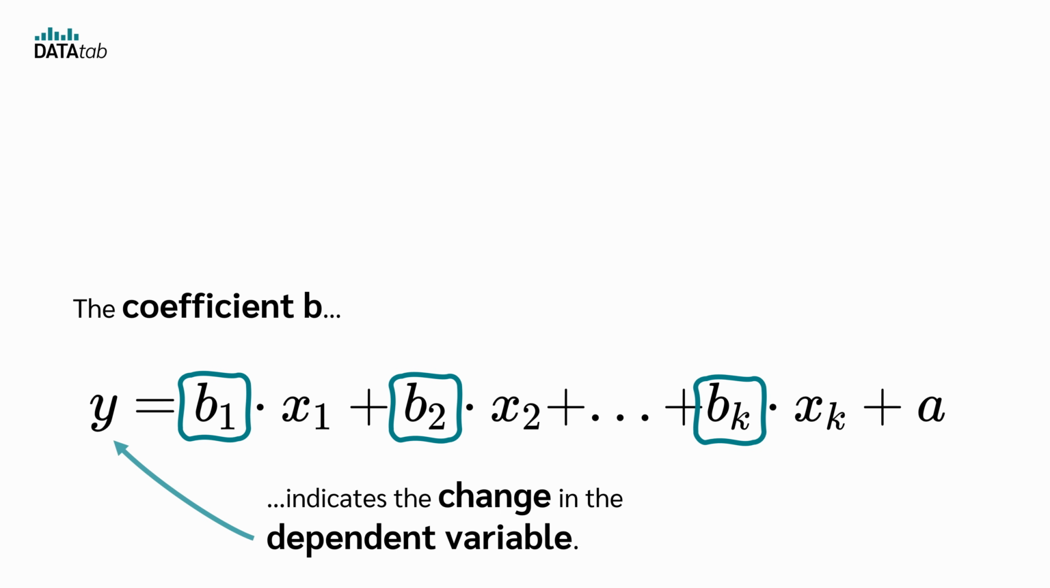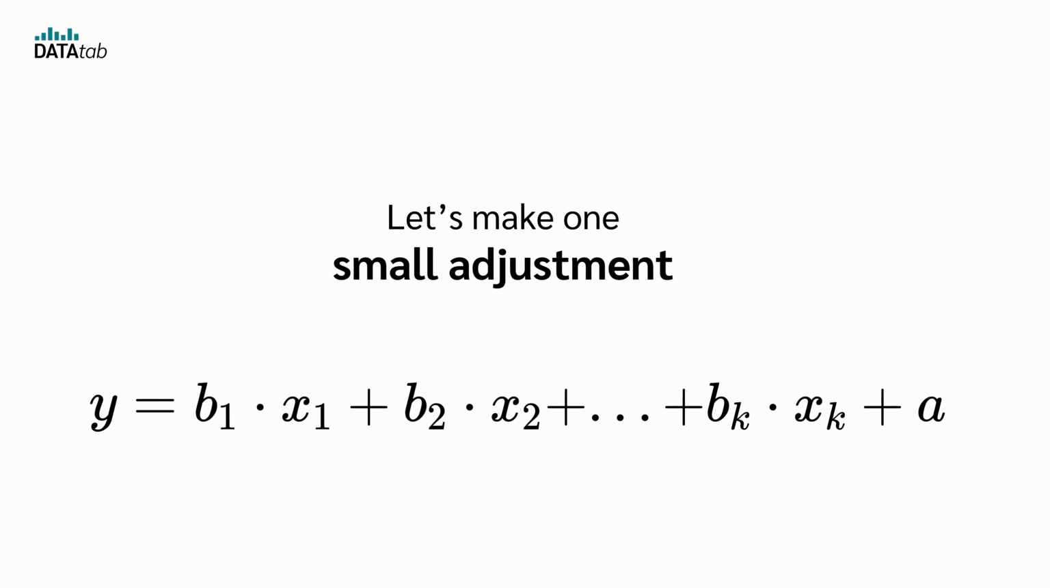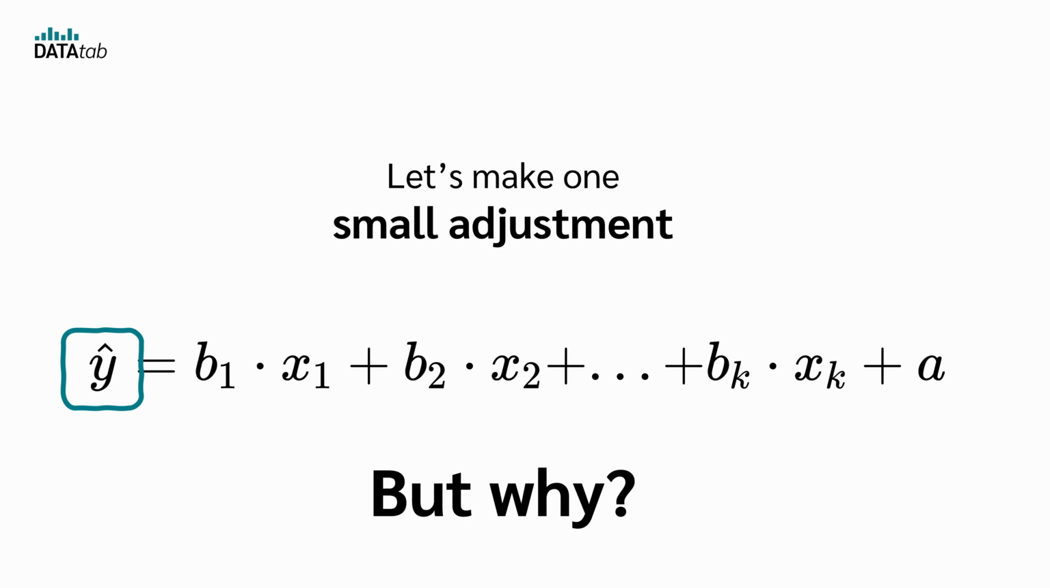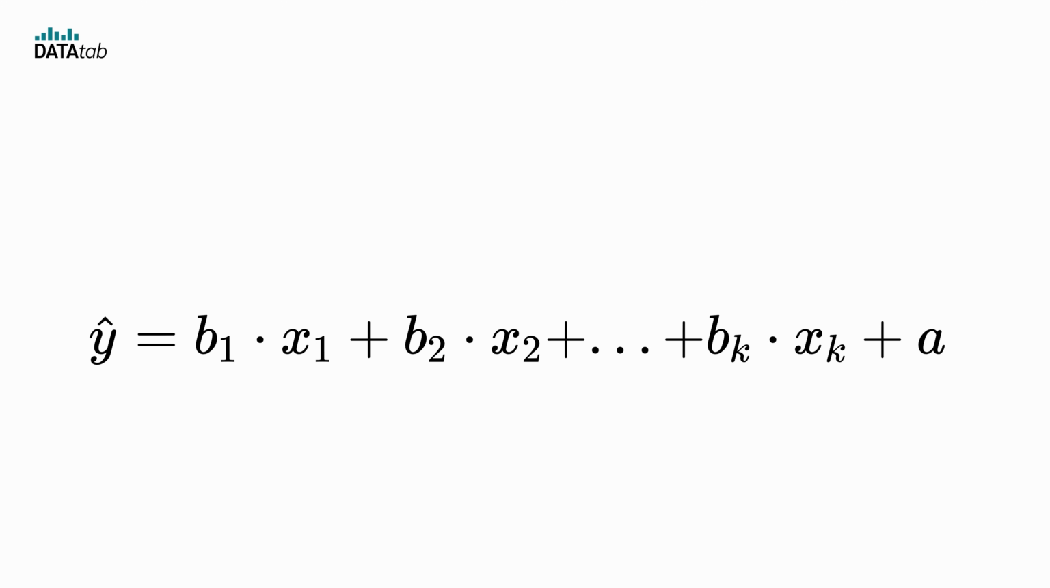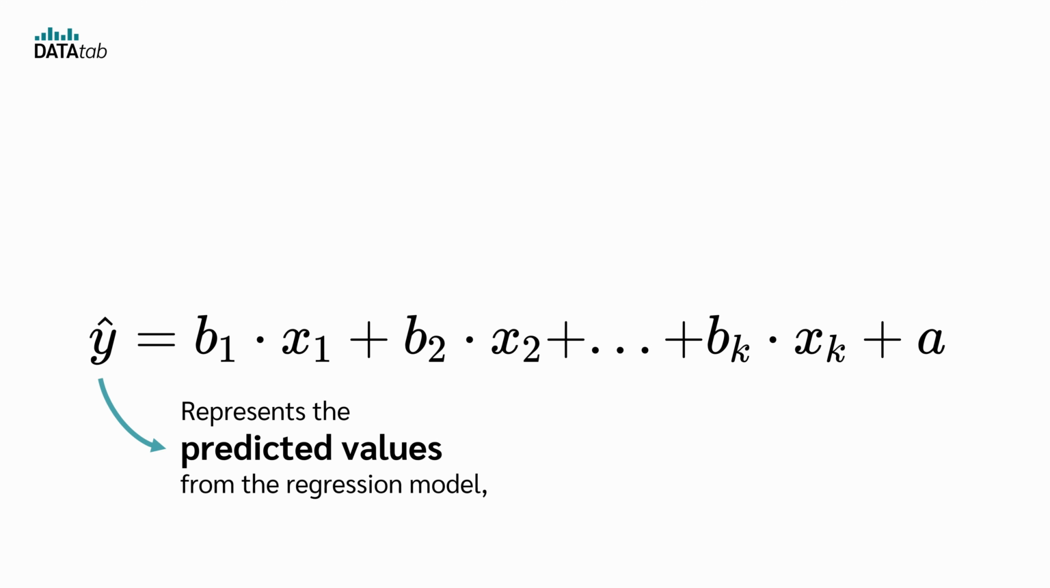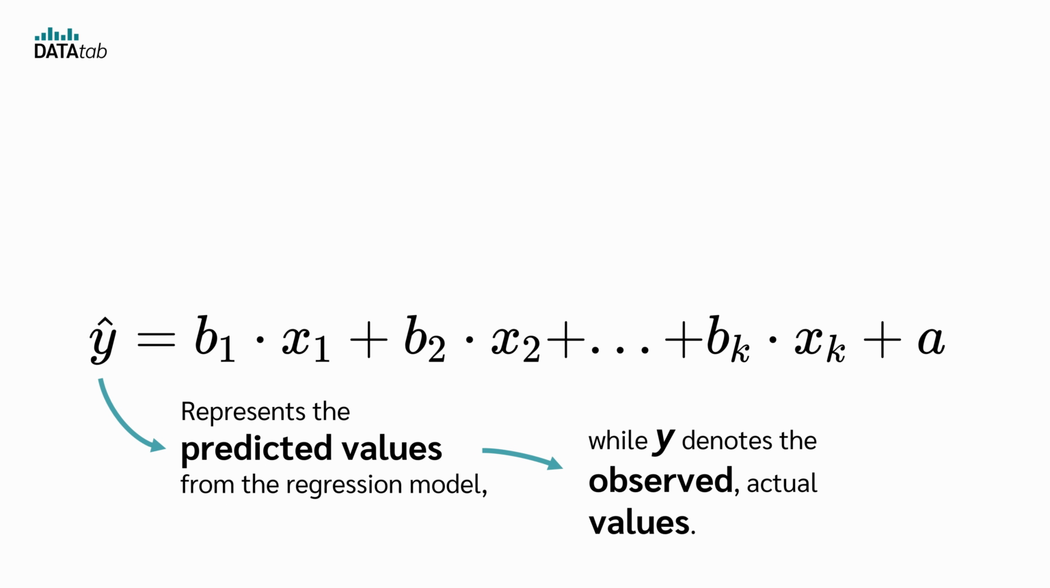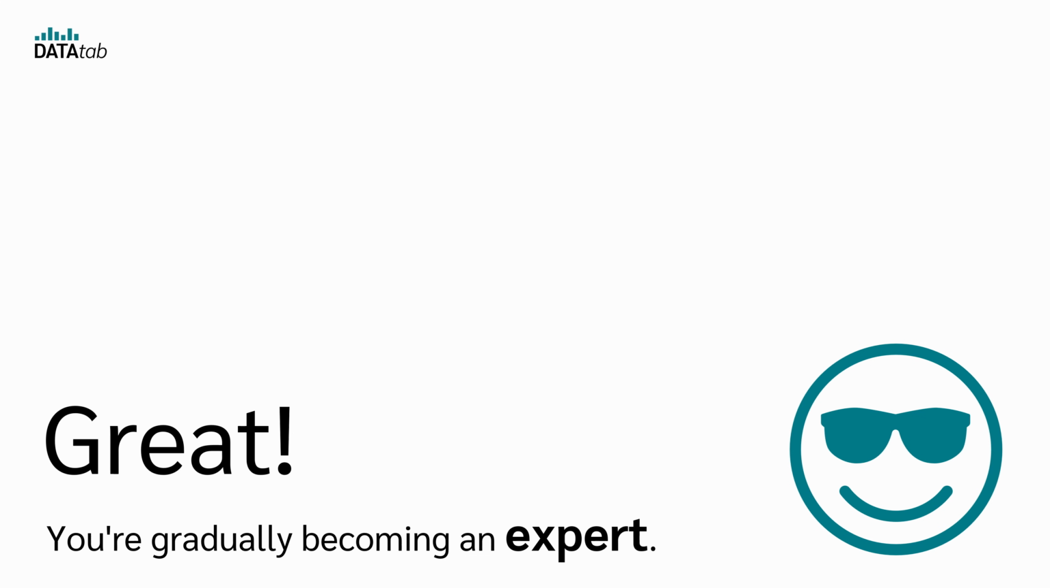Okay, let's make one small adjustment. Going forward, instead of y, we'll use y hat. But why? In the previous video, we learned that regression aims to model the dependent variable as accurately as possible. However, when working with real-world data, there's always some error. In other words, the true values often differ from the predictions. Now, y hat represents the predicted values from the regression model, while y denotes the observed actual values. Great, you're gradually becoming an expert.